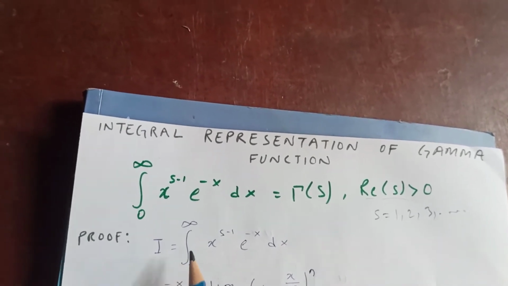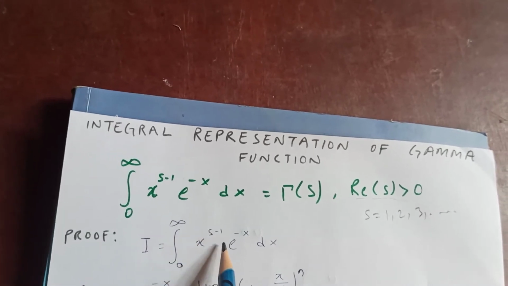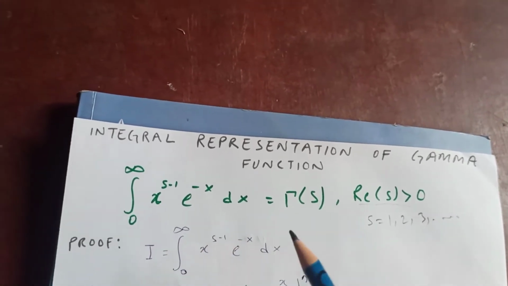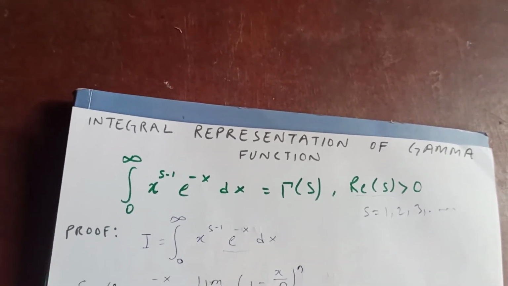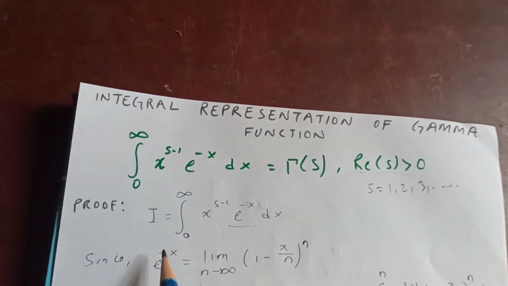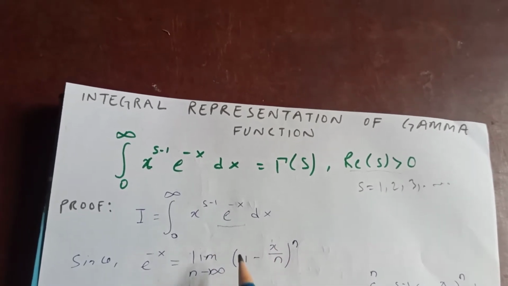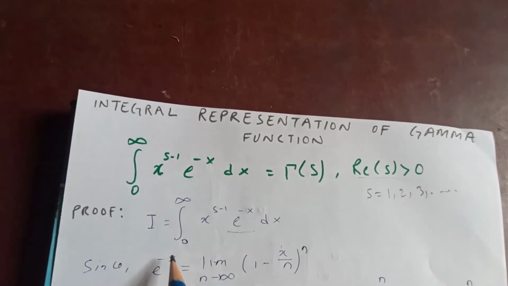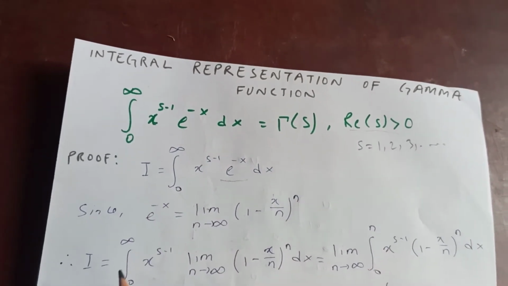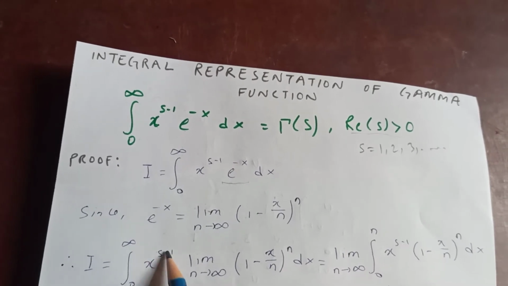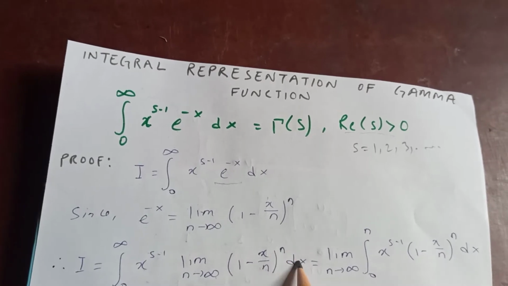So let's prove this. Our integral, let's say I, is the integral from 0 to infinity of x to the s minus 1 e to the negative x dx, and this part we have already proved in terms of limit. Since e to the negative x is the limit as n tends to infinity of 1 minus x by n to the power n, in place of e to the negative x, substitute this limit. I is equal to the integral from 0 to infinity of x to the s minus 1 times the limit as n tends to infinity of 1 minus x by n to the power n dx, right?